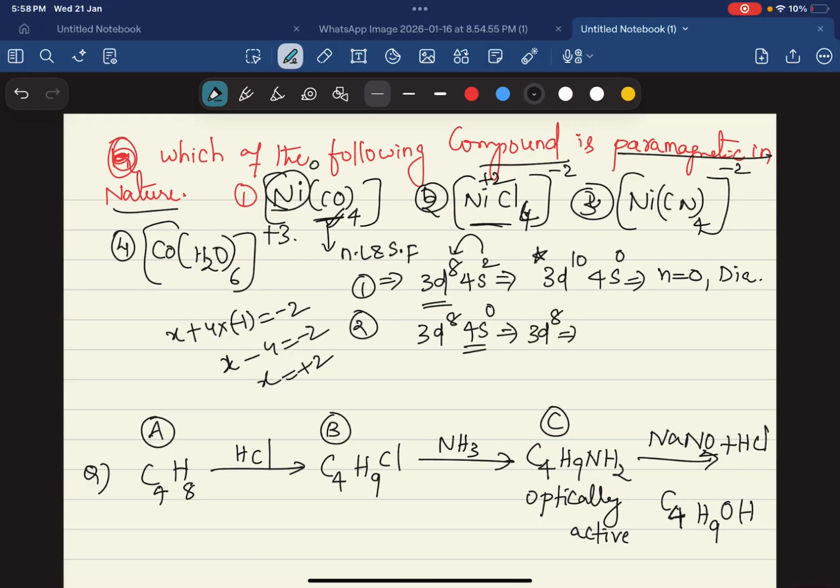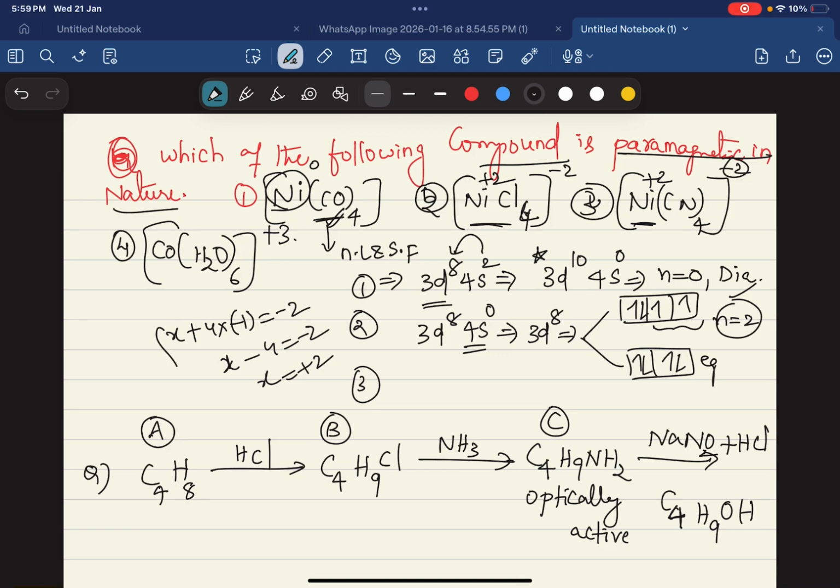Since Cl is a weak field ligand, how does the filling take place? Here the coordination number is 4, so the splitting will be e down, t2 up. So how are the electrons going to fill? 1, 2, 3, 4, 5, 6, 7, 8. So there will be 2 unpaired electrons. So what is the answer, students, here? n equals 2 means it is paramagnetic in nature. Similarly, Ni(CN)4 is also the same as above. So you can see that in Ni(CN)4 the oxidation state of nickel here is plus 2 because the charge is minus 2.